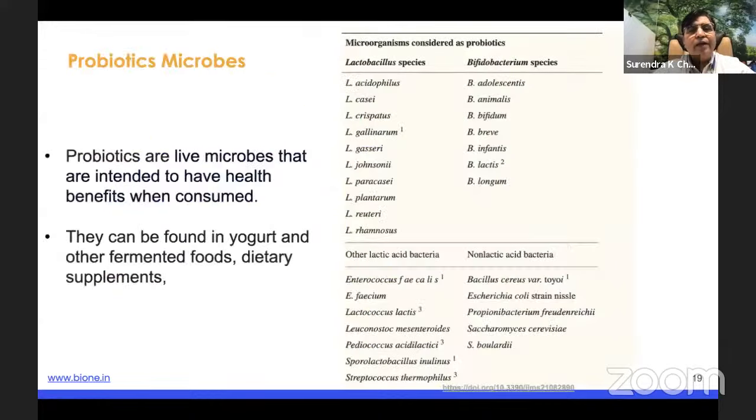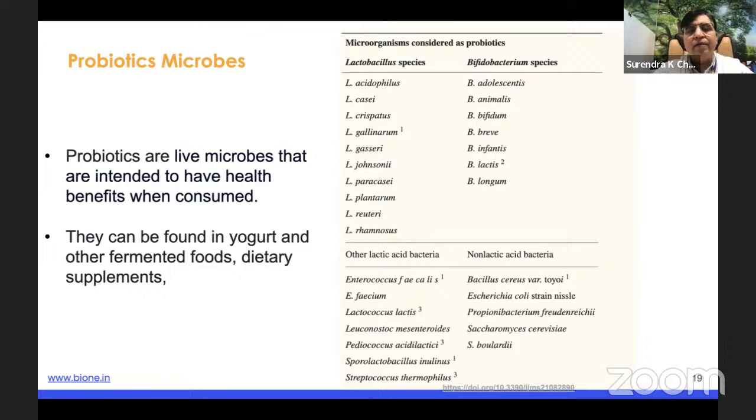Now, if you see, the probiotics are live organisms which are intended to create a healthy environment in the gut, and they benefit the human system through various mechanisms of communication. They also reduce inflammation in the system and provide essential factors required for human body organs to function. These may include vitamins, some minerals, and small molecules, almost 17 important molecules, which are produced by these microbes. They can be found in yogurts, fermented food, and dietary supplements.